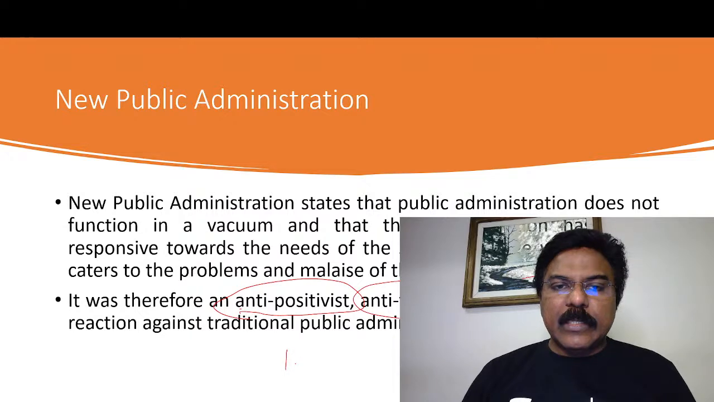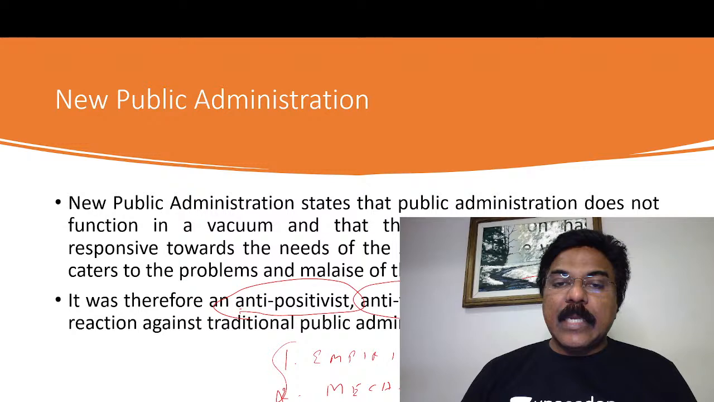Positivism means they just see empirical. They just report what's there. What is technical? That is mechanistic. Man is a human machine. And bureaucratic hierarchy. Hierarchy. This is also creating problems. So, they were anti-positivist. These are anti-goals. You can call this anti-goals.